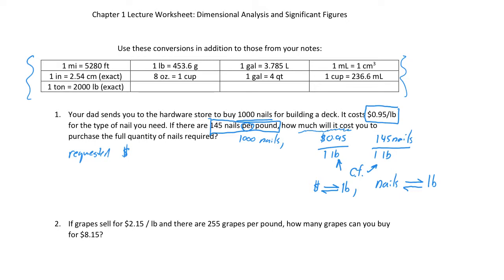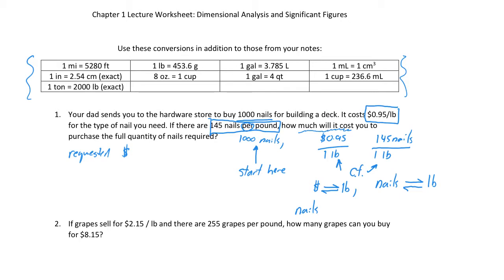Now, when we look at the other figure we have, which is just 1,000 nails, that's not a ratio, it's just a figure. So this is a good clue that this is our starting point. So I'm going to write start here. And really the method that we're going to use is we are going to go from nails, and we need to eventually get to dollars.